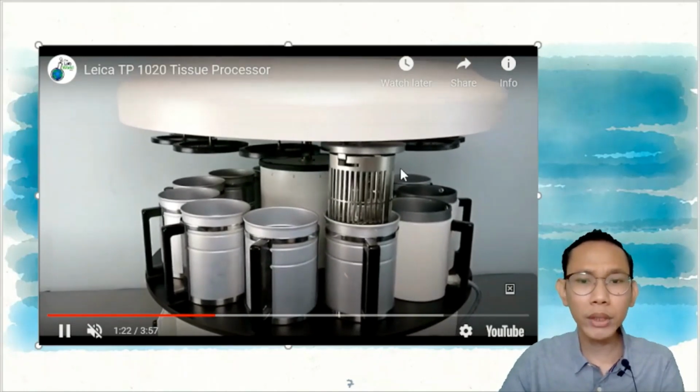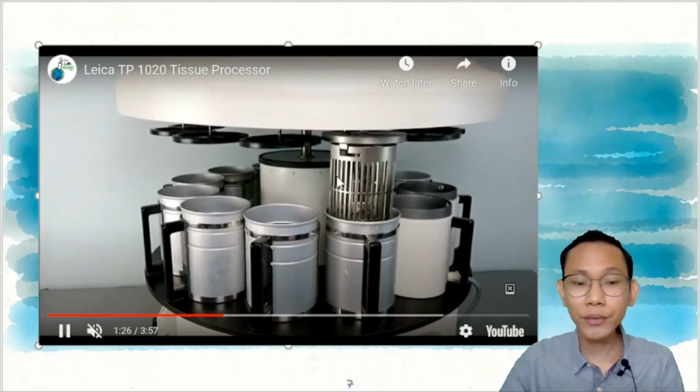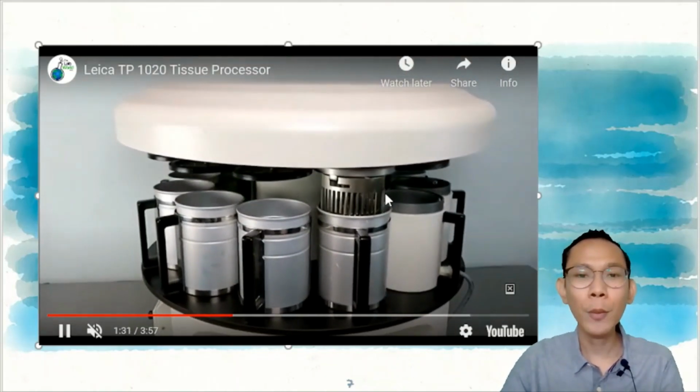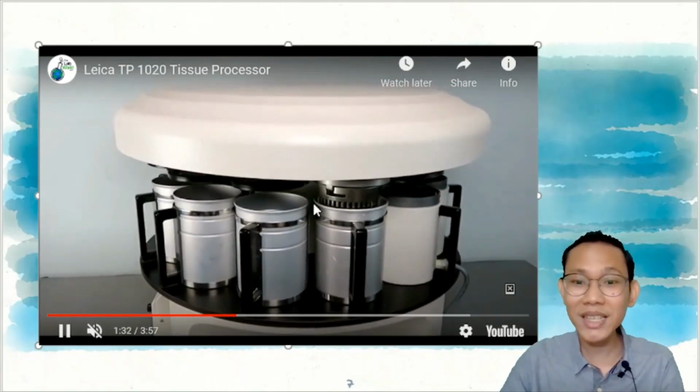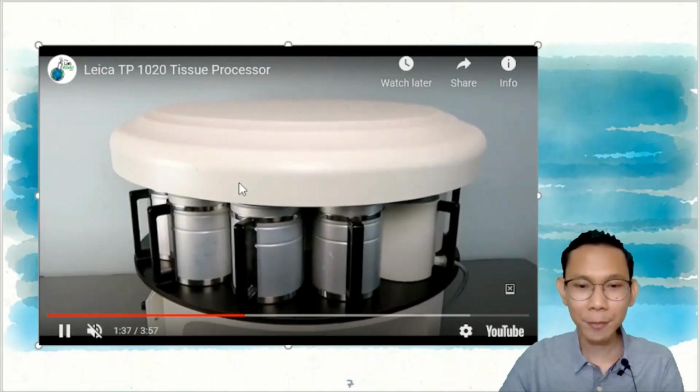Later on, we will see what is the importance of your agitation. The time schedule and transfer of tissue in each of these containers are determined actually by your microprocessors. Diba? It's a lot easier kasi mas lalong bumibilis ang ating tissue processing.